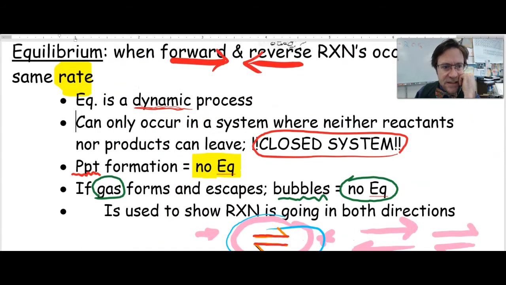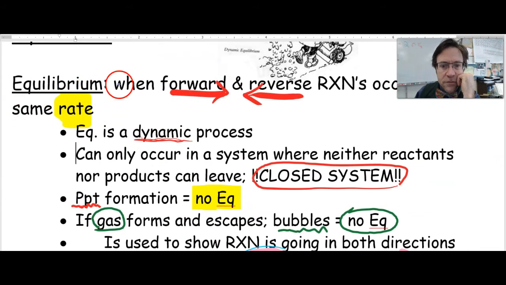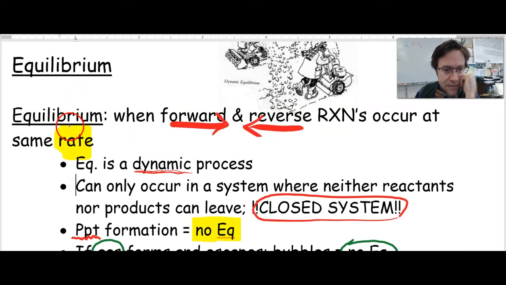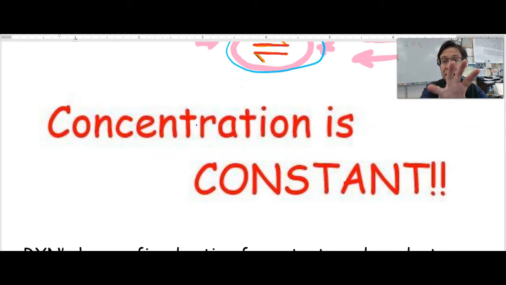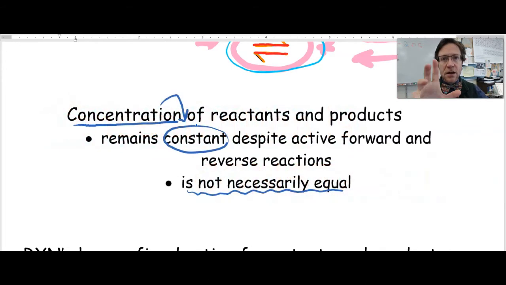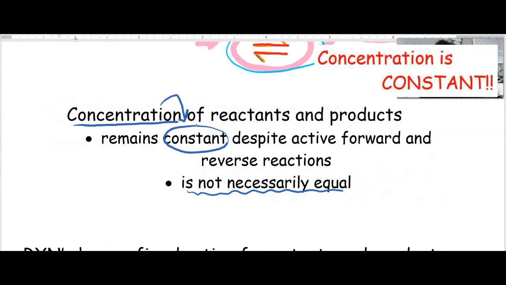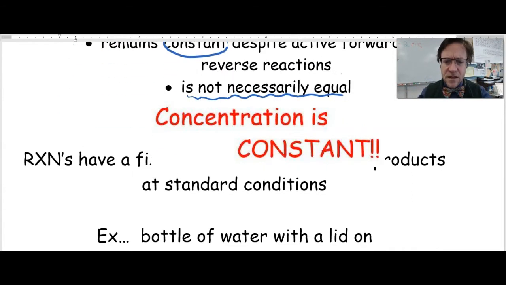It says right here, it is when the forward and reverse reactions occur at the same rate, right? So it's the speed that is the same. It is not the concentration. Concentrations do stay put, like they are locked in place, but they're not necessarily equal. Who knows what they are? The concentrations are kind of all over the place, really.